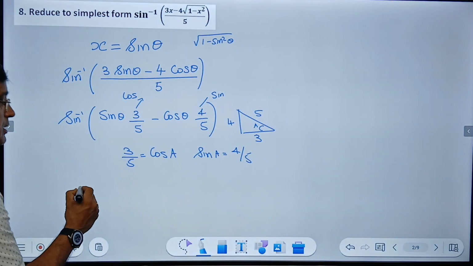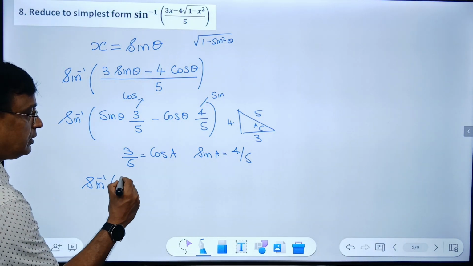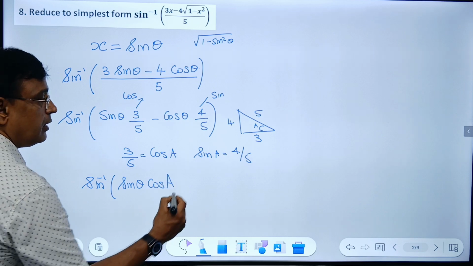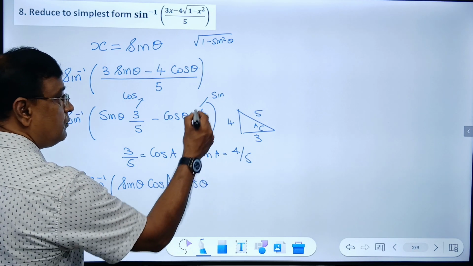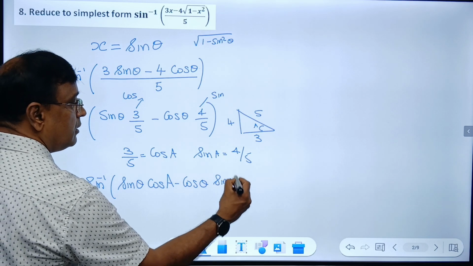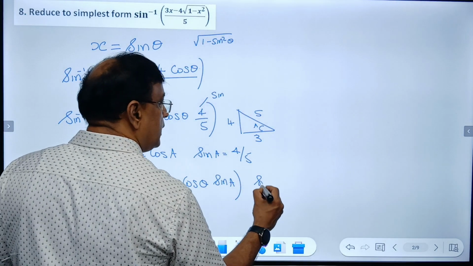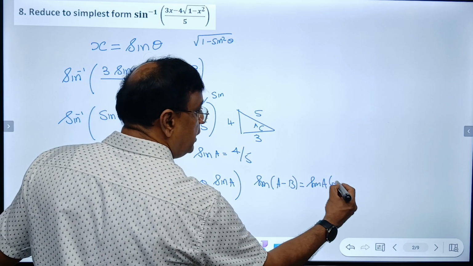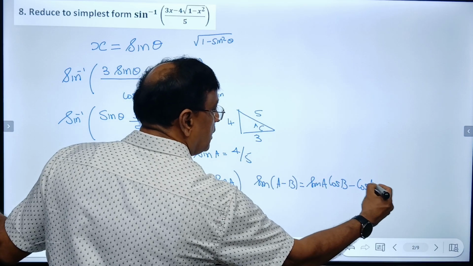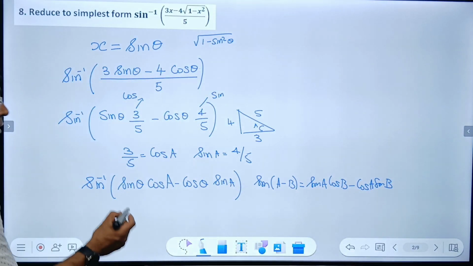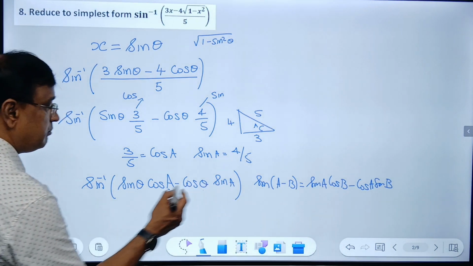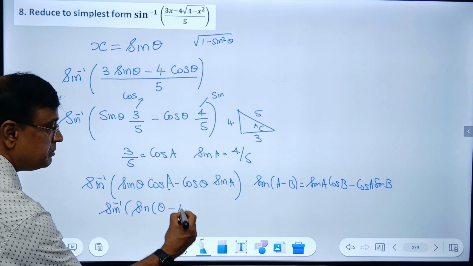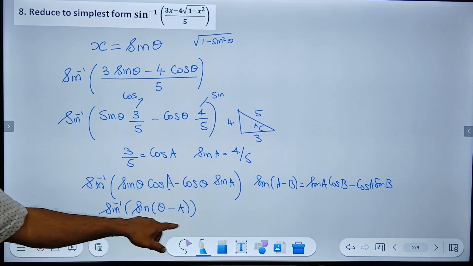So now take all these things and substitute here. So you get sine inverse of sine theta into, what is 3 by 5? It's cos A, minus cos theta into, what is 4 by 5? It is sine A. So now you have this formula. What is the formula? Sine of (A minus B) is sine A cos B minus cos A sine B. I am using this formula. So you can see it is sine inverse of sine of (theta minus A). And I assume strongly they lie in the principal range.